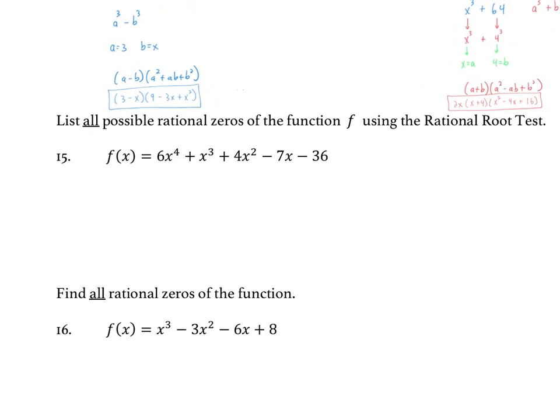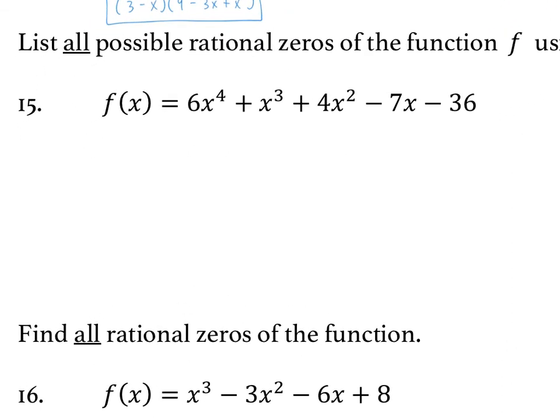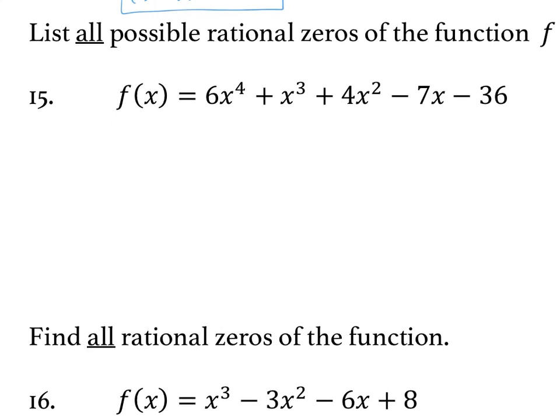Okay, next one. This one is just listing the possible rational zeros. This is the one where you do the P and Q thing. P is the last number, and don't worry about the negative, and Q is the first number. You do factors.